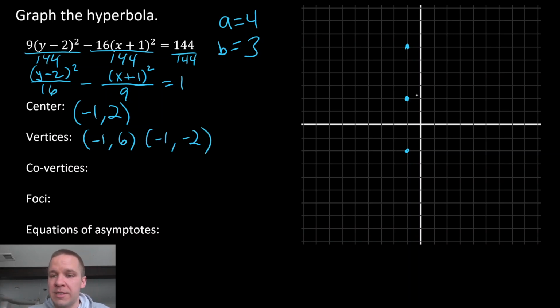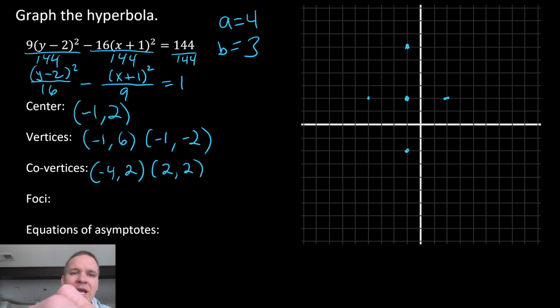My co-vertices, I'm going to go to the right 3, and I'm going to go to the left 1, 2, 3. So my co-vertices are going to be, let's see here, it looks like -4, 2, and we're going to have 2, 2. Beautiful. All right.